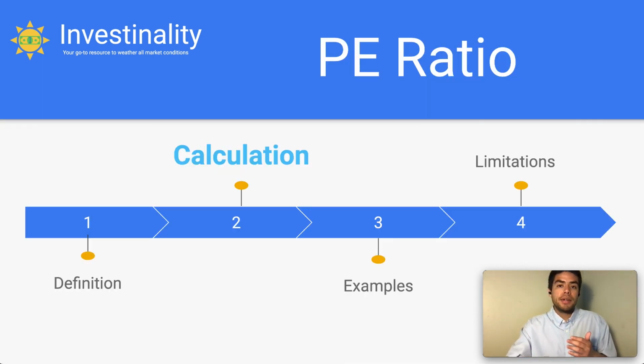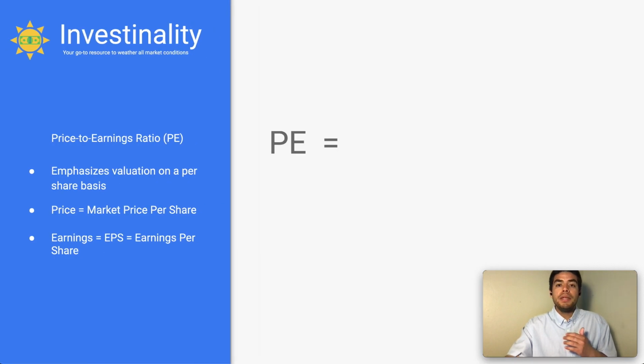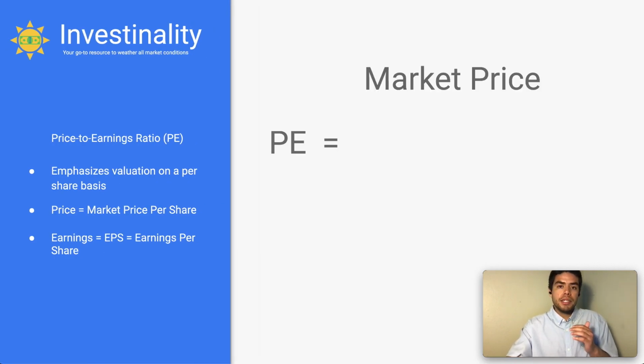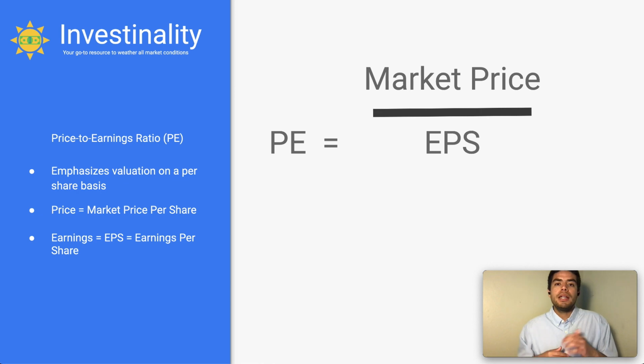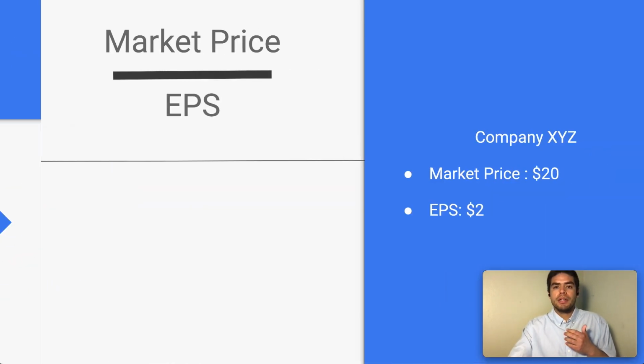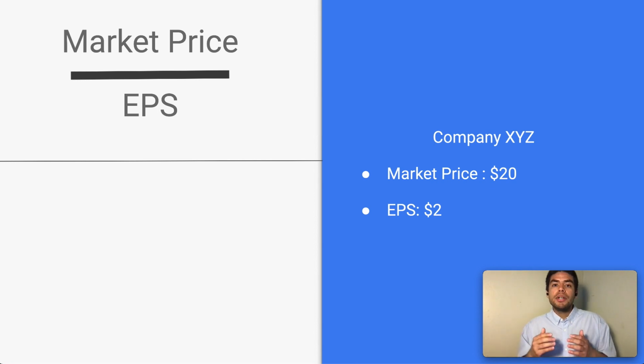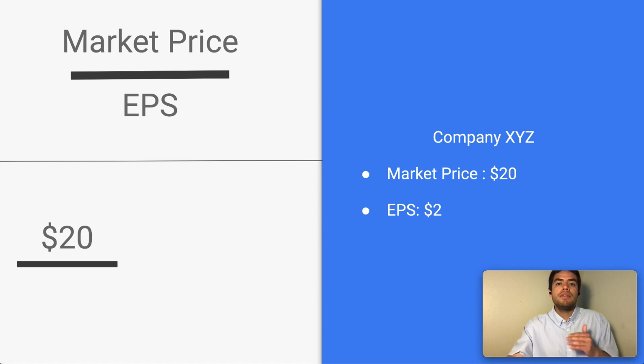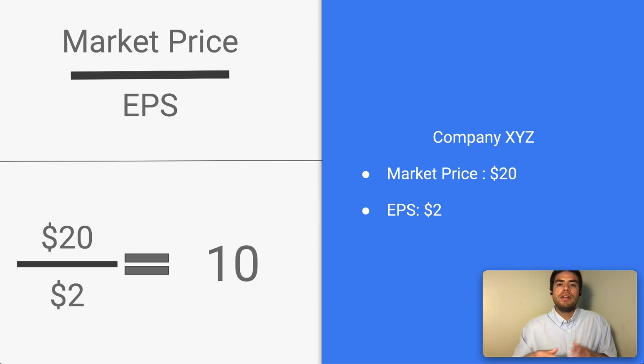Now let's walk through the calculation of the PE ratio. The PE ratio is equal to the market price of the stock divided by the EPS. Now let's put this into practice with some examples. Imagine we have company XYZ. The market price of company XYZ is $20. Company XYZ's EPS is $2. In our formula of market price divided by EPS, we have a market price of $20 divided by an EPS of $2, leaving us with a PE of 10.